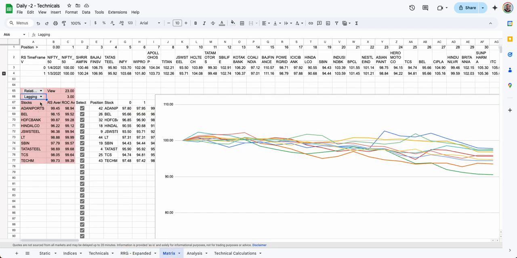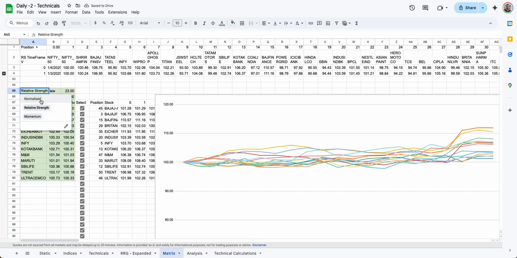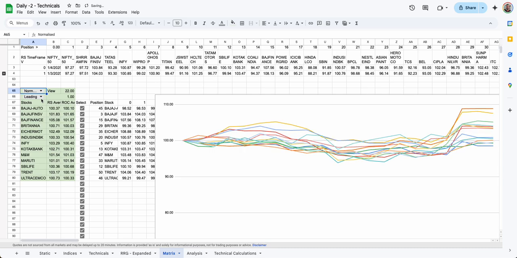You can see the lagging stocks in Nifty 50. You can see the leading stocks in Nifty 50. You can see the normalized returns. You can just choose it.